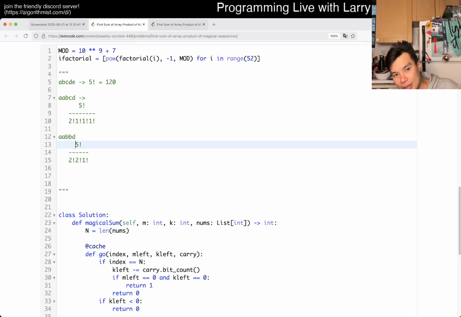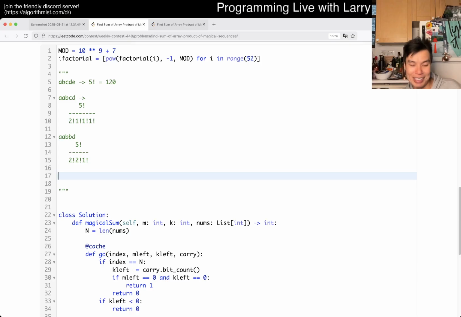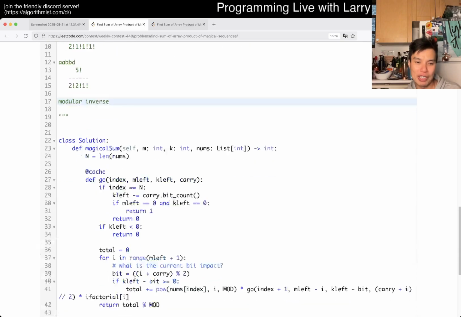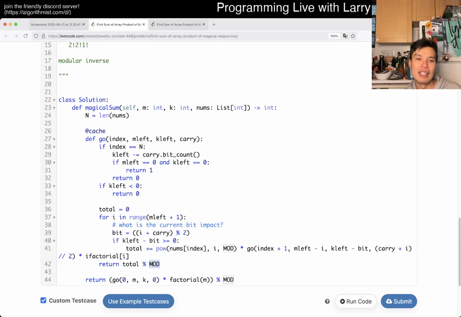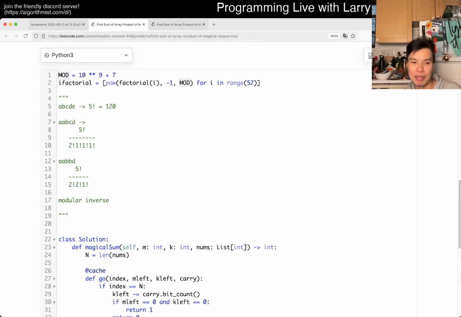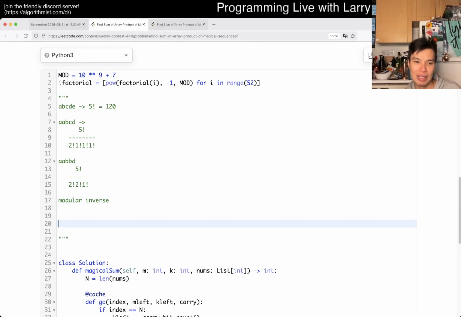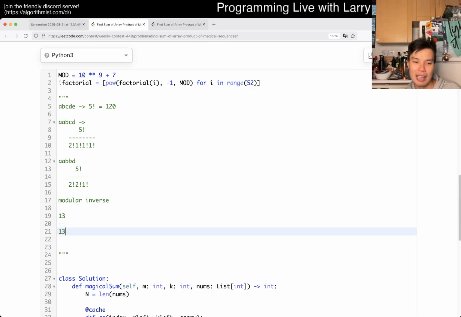And okay, so we have to try to get this. I'm not going to go over this part, but do look up modular inverse. It means that because we are doing things under the mod, you cannot divide things under mod. For example, this is a very basic example, if you have 13 over 13, mod 13, right?